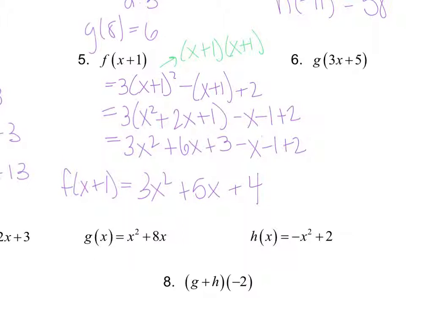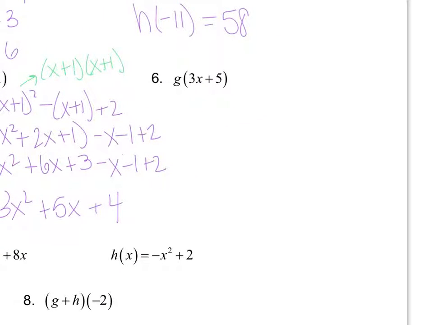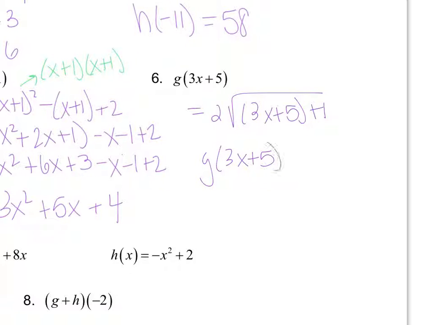And then number 6, same thing. We take the g function and we substitute 3x plus 5 in. So 2 and then 3x plus 5 plus 1. We don't have to really multiply anything, but we can combine the 5 and 1. So 2 times the square root of 3x plus 6. And you just leave it like that. You don't distribute the 2. It's underneath a square root.